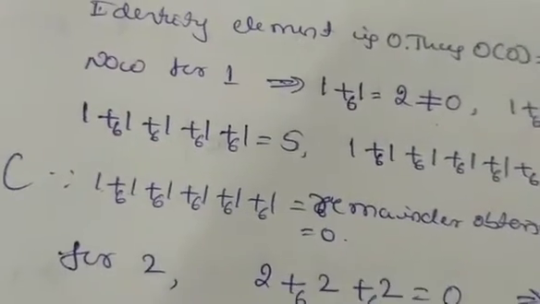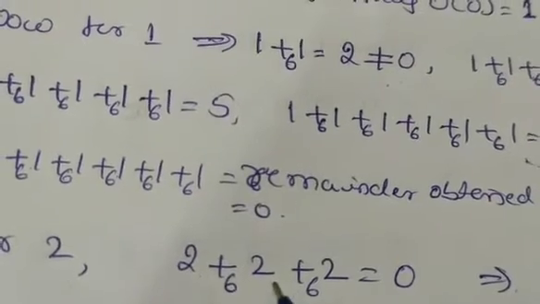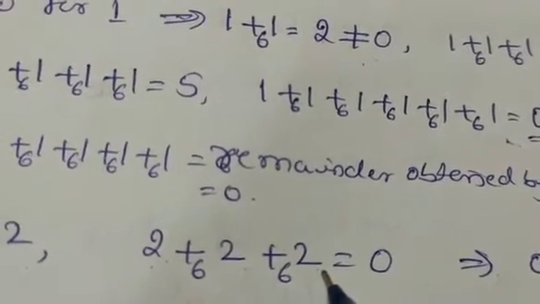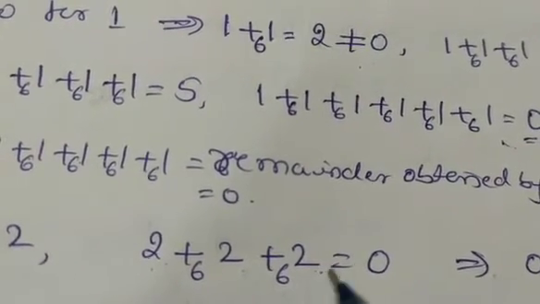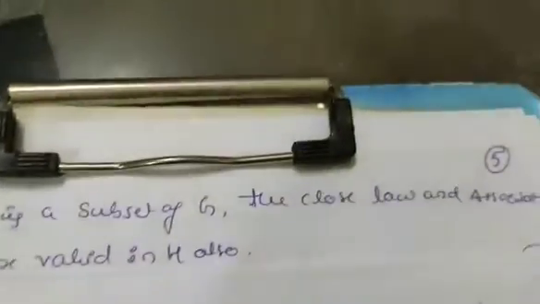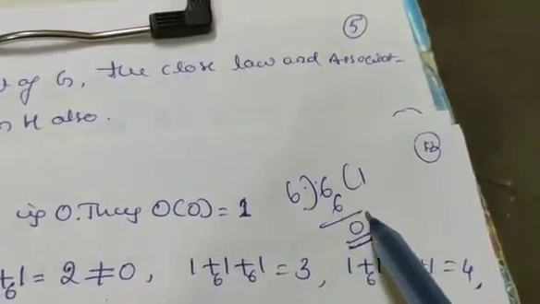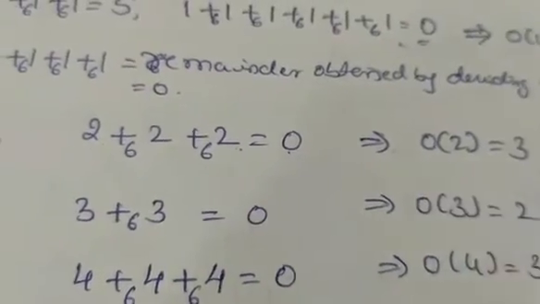So the next element is 2. For 2, you have to add 2. How many times do you have to add 2? 2 plus 2 plus 2. If you add 3 times, you will get 6. So again 6 divided by 6 gives the remainder 0. I told you, remainder means this one. 6 divided by 6, this is the remainder. So this you have to take here. So this implies the order of 2 is 3.